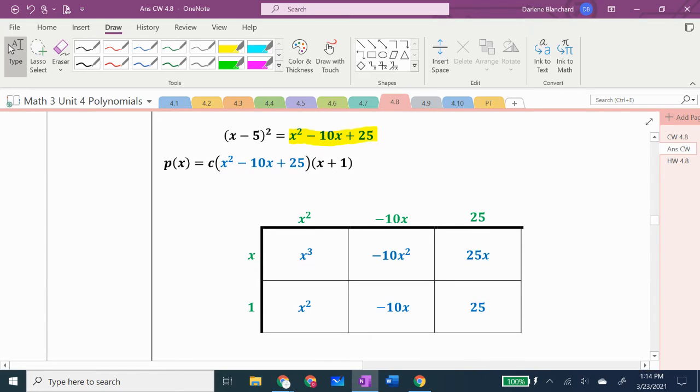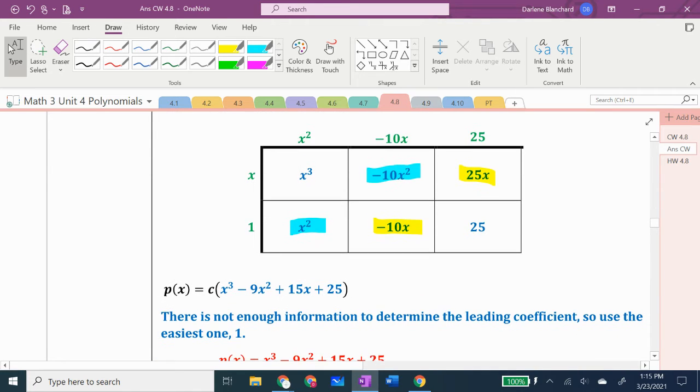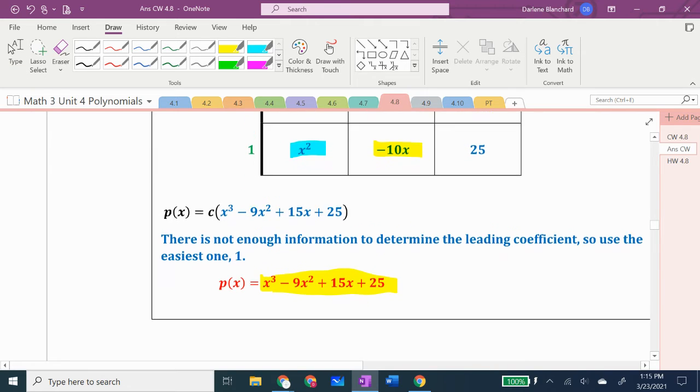And so here is the multiplication by x plus 1. And then I add my like terms, so I've got an x cubed with x squared. I add those two together. The x's are added together, and then 25 is alone. There's not enough information to determine the leading coefficient, so the easiest one to use is the number 1. And this would be a correct answer to a polynomial written in standard form with the information that was given.